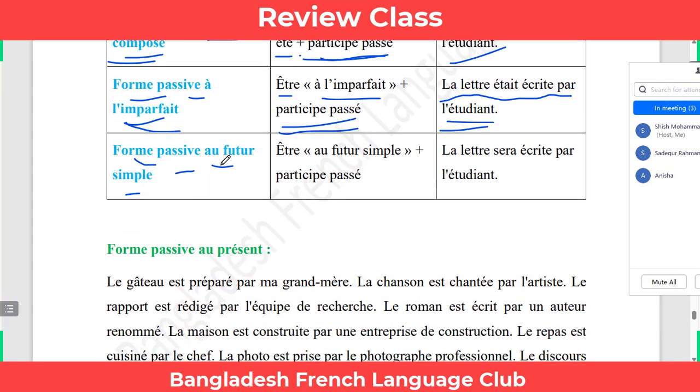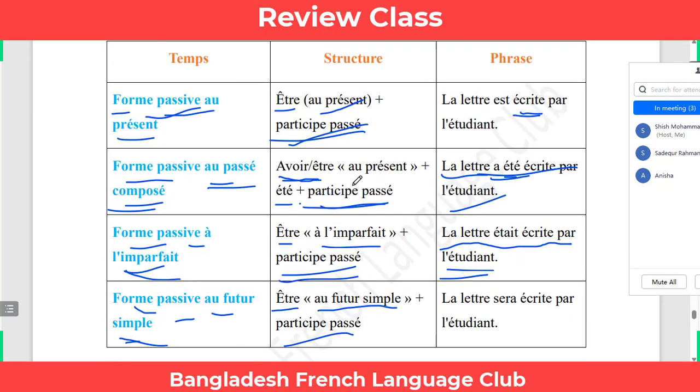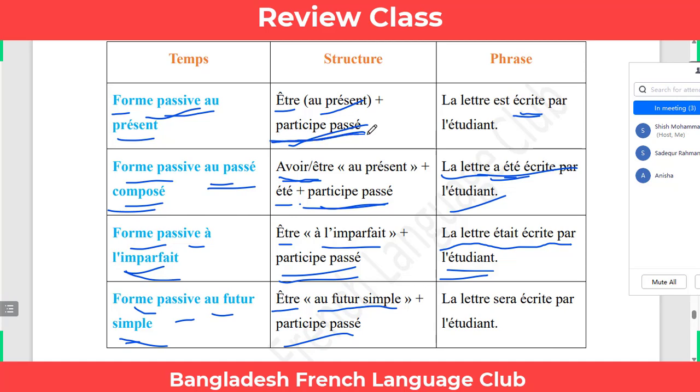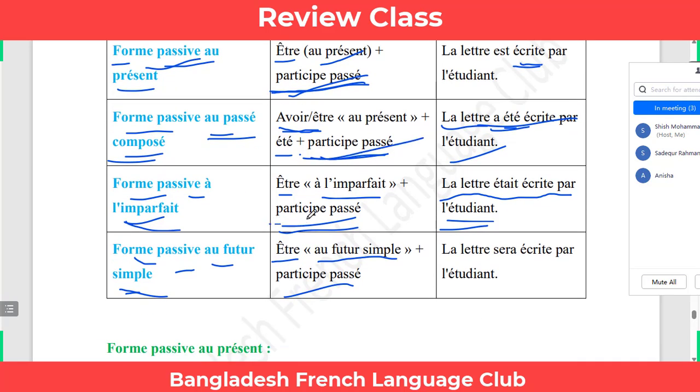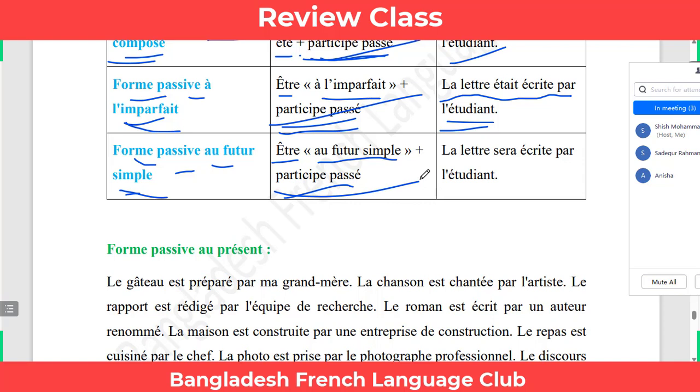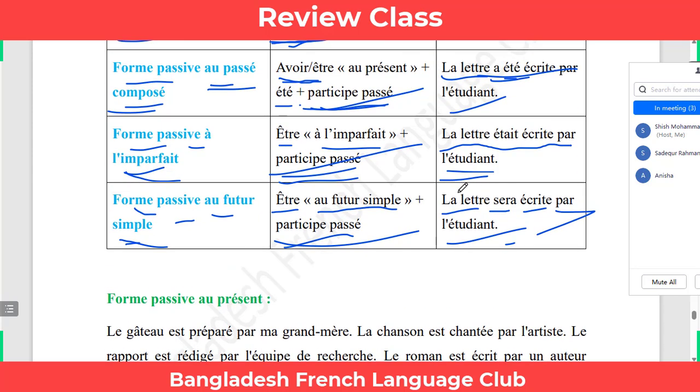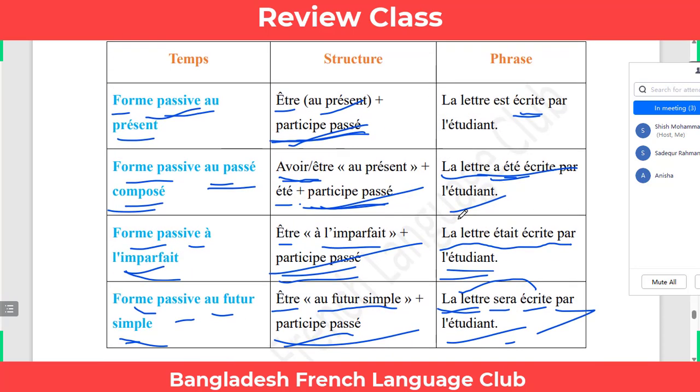And the form passive of futur simple: être in futur simple plus participe passé. So you will always have the participe passé of the main verb. La lettre sera écrite par l'étudiant. So still the écrit verb is agreeing with the subject.